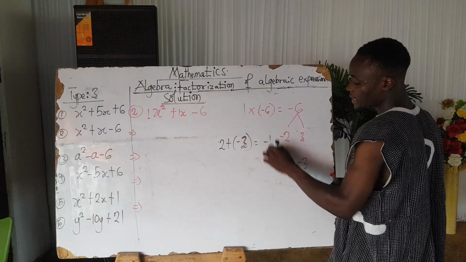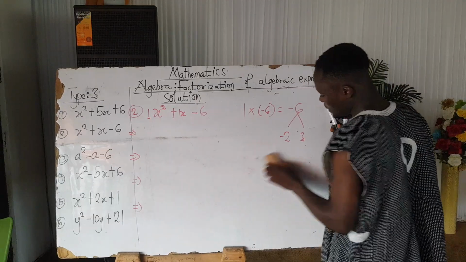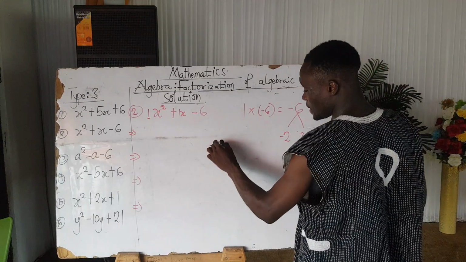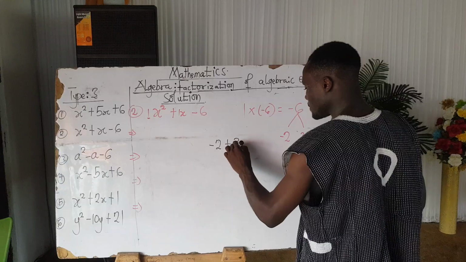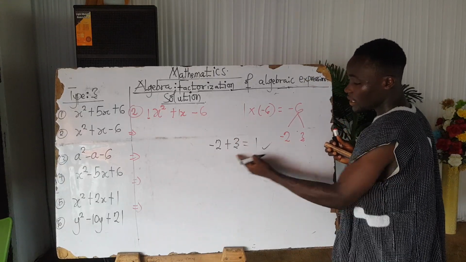We are going to get what? Negative 1, right? So it means this one does not pick. Then let's come here. We are picking negative 2 plus 3. Definitely, we are going to get what? 1. So it means that this one is true. This one will work for us.